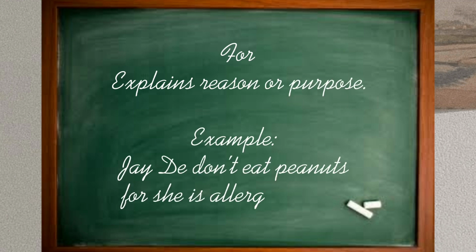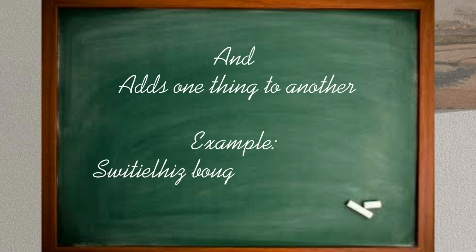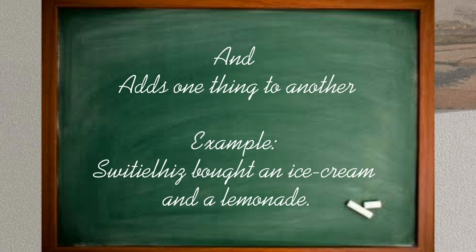Let's begin with for. For explains reason or purpose. Example, JD doesn't eat peanuts, for she is allergic to nuts. Next one, the conjunction and. The conjunction and adds one thing to another. Example, Sweetie Liz bought an ice cream and a lemonade. Did you get it? So now, let's continue to the next one.